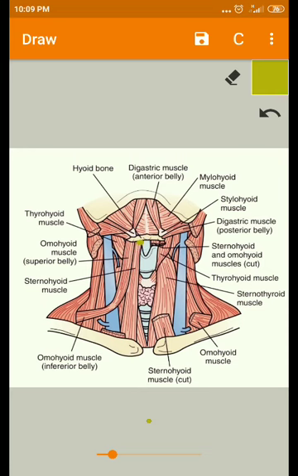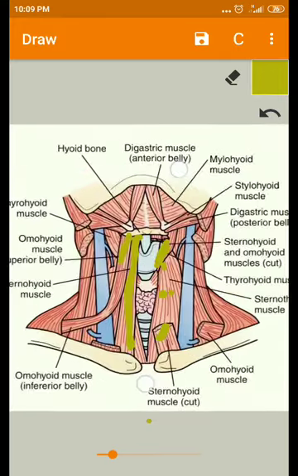So the digastric, also the anterior belly we can see here. And the inferior aspect below the hyoid bone, one is the omohyoid, and the next one is the sternohyoid muscle. So this muscle is connecting with the sternum, and then the thyrohyoid, which is attached to the thyroid cartilage, and another one is the sternothyroid muscle.